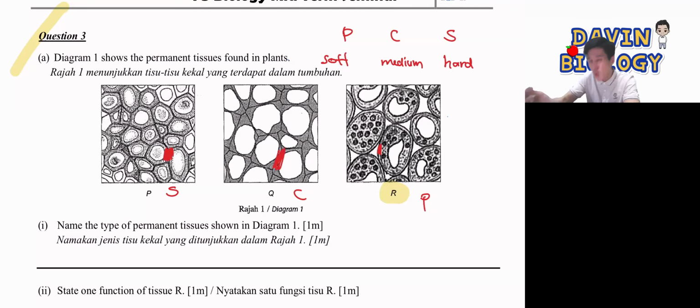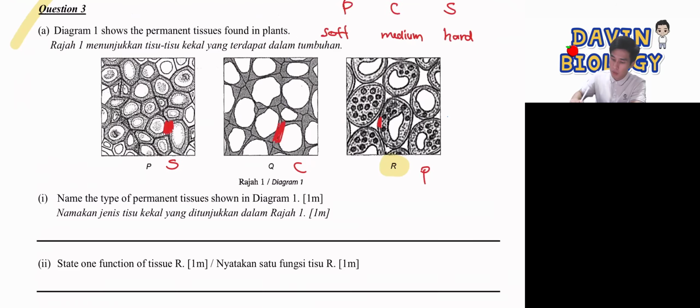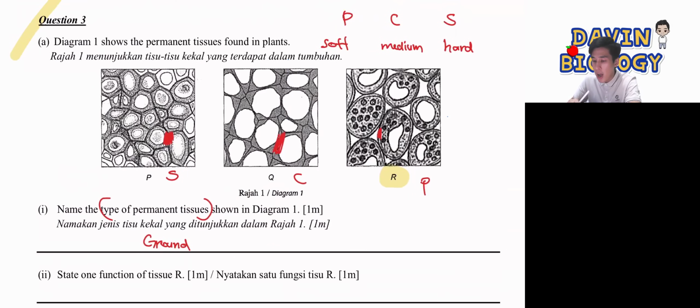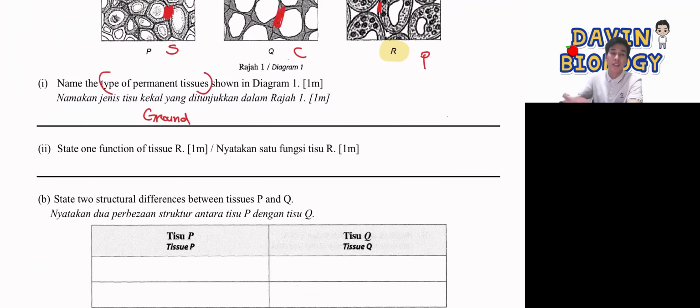That's how you determine it. Look at the cell wall, look at the size. So name the type of permanent tissues shown. The question already says that this is ground tissue. Don't need to write a specific one for each. All these are ground tissue. One function of tissue R. So R is the softest. Which is the softest part of the plant? It's basically the leaf. So for this one you can say it provides shape in leaves.